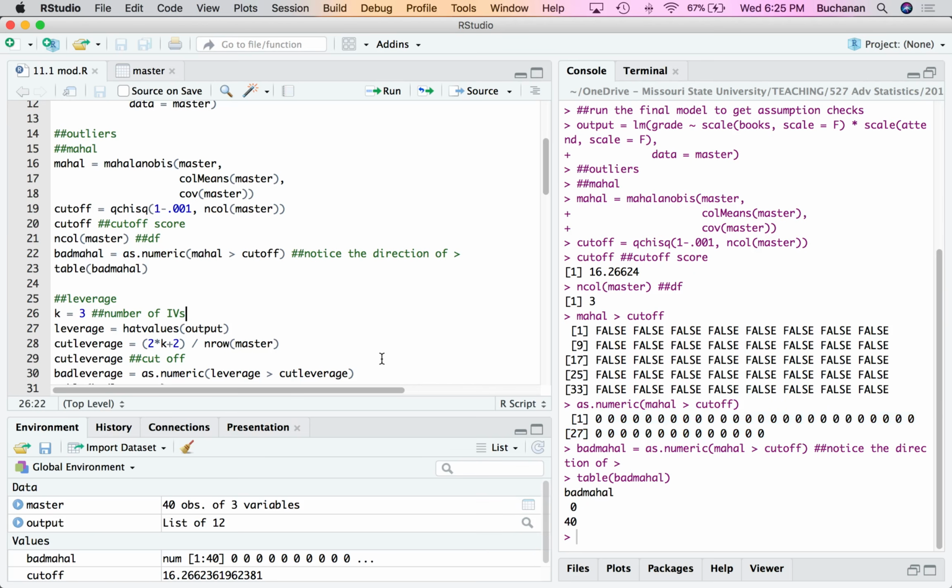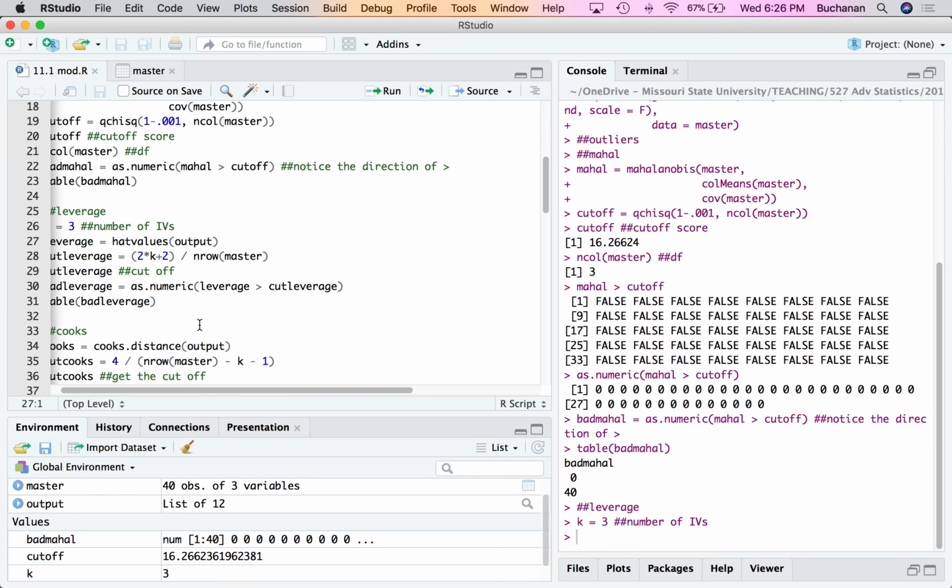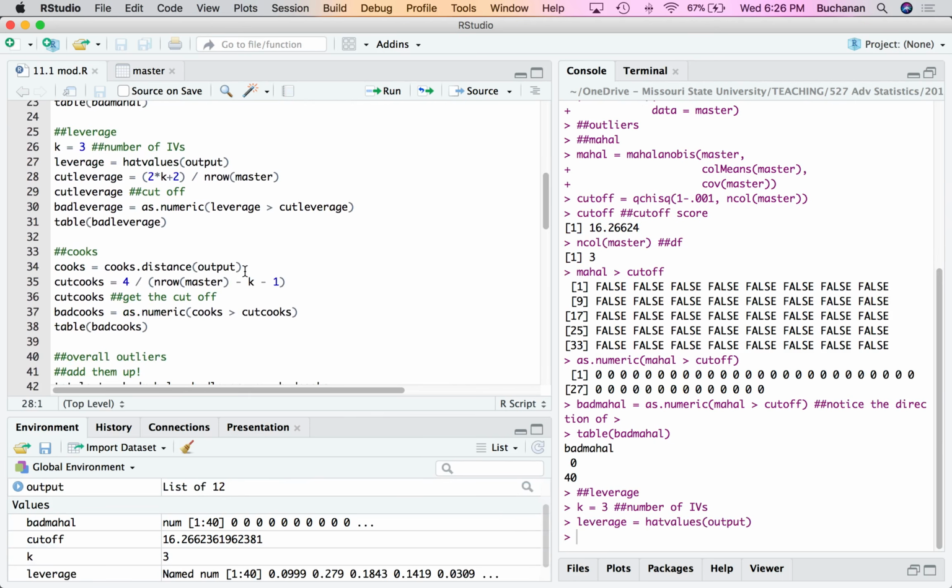Remember that leverage is a measure of how much influence somebody has on the slope. So think about this like cars, how much leverage do you need to get the car jacked up? And k here is going to be 3, just like power was 3. So we've got 1 for the books, 1 for the attendance, and 1 for the interaction. The leverage function we're going to use is hatvalues. We're going to create a cutoff score based on the number of predictors. So the formula is 2k plus 2 divided by n.